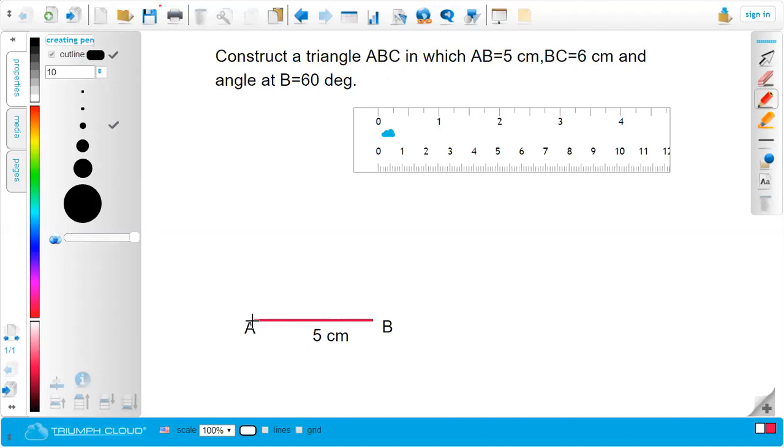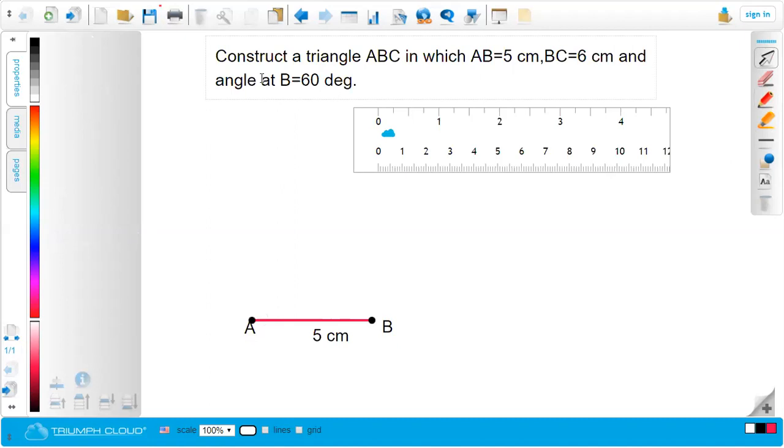This is the point A, and this is the end point B. Here we first take one side AB, which is 5 centimeters long, and here we mark the end points, and the second step is making an angle.